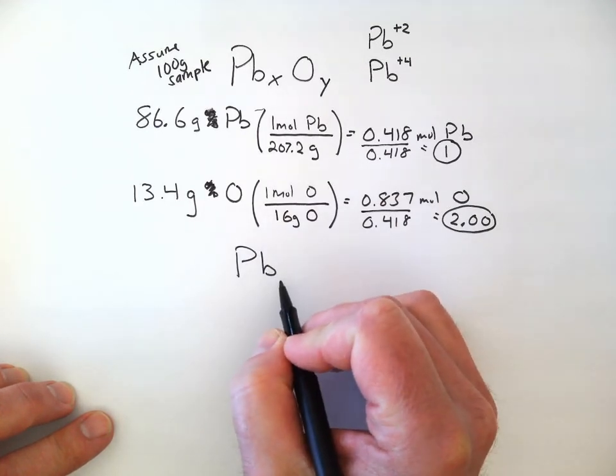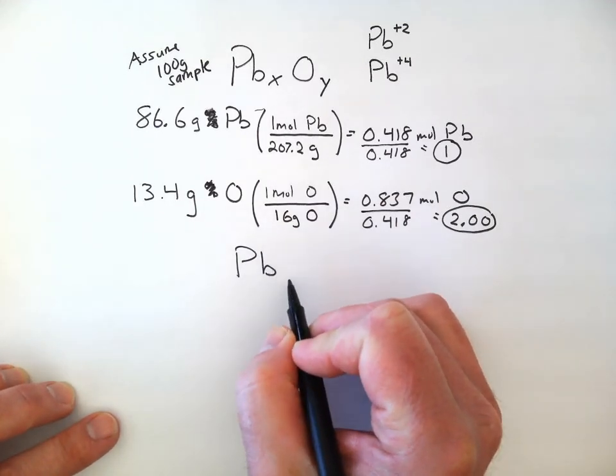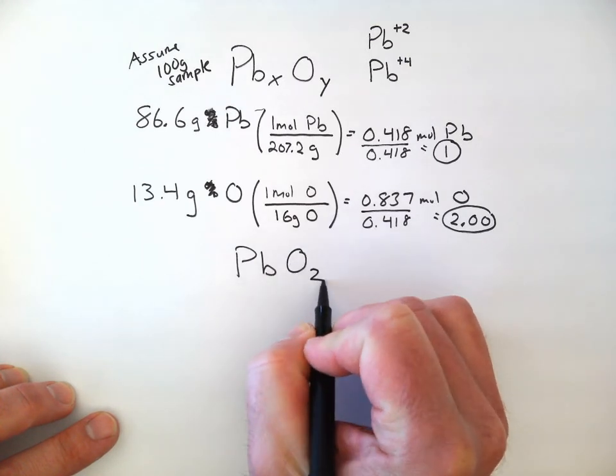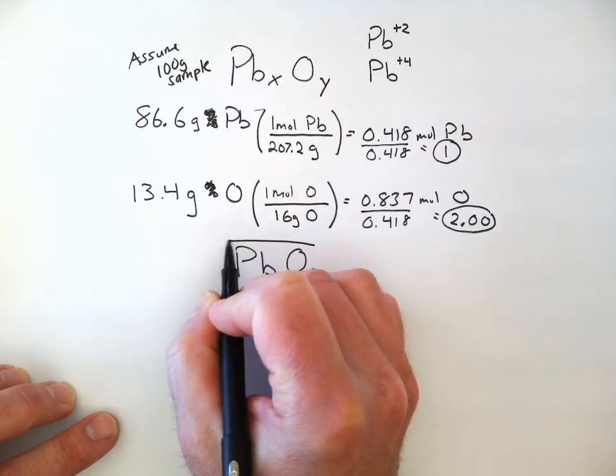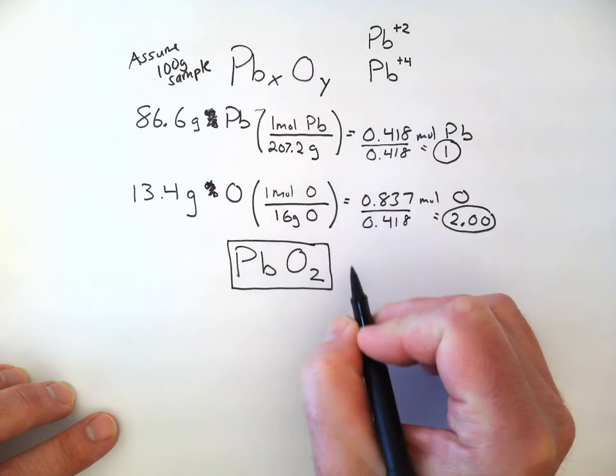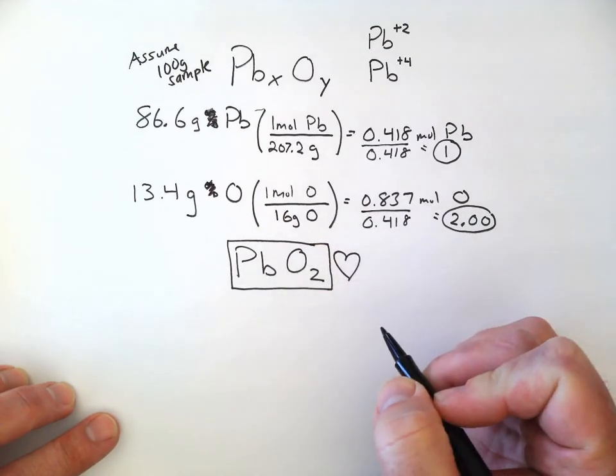and my empirical formula is going to be PbO2. And that is our empirical formula.